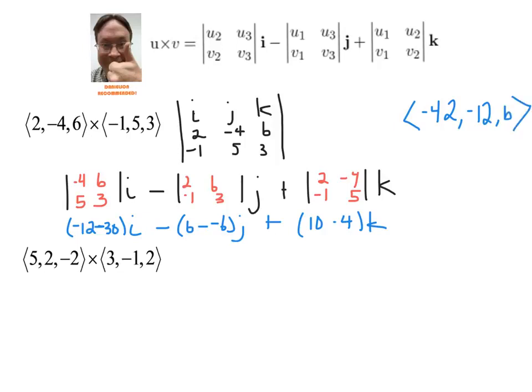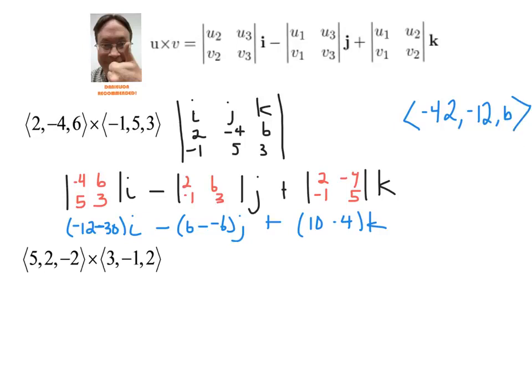So this is the resultant vector. This is the cross product. If you dotted this blue vector with this first one, you would get 0. If you dotted it with this one, you would get 0. We have created a vector that is orthogonal to the original two.